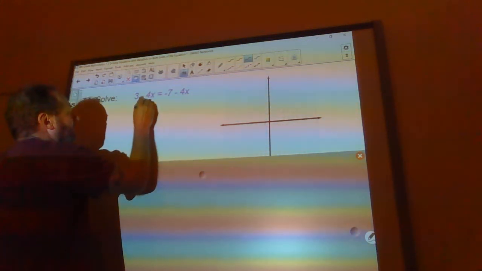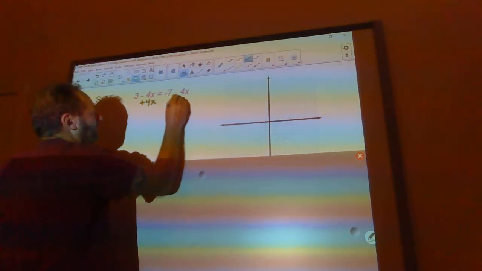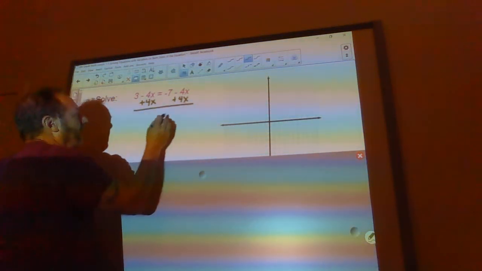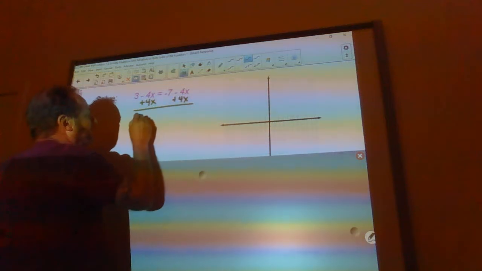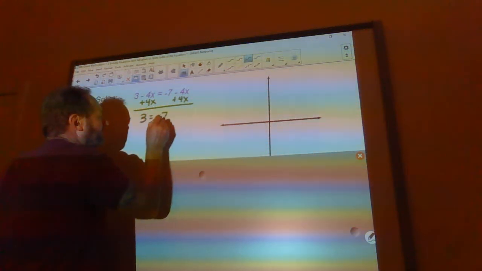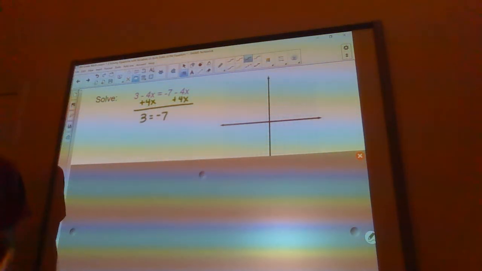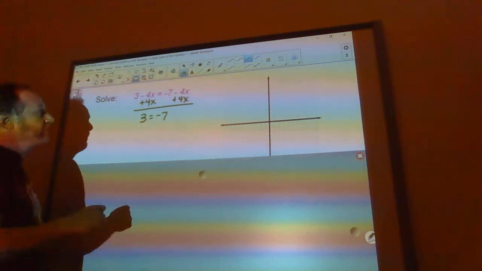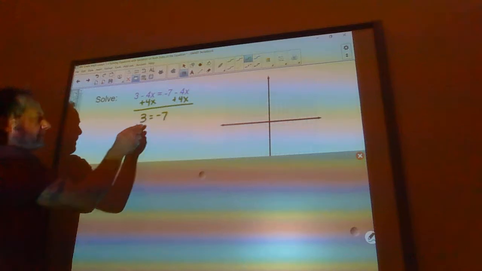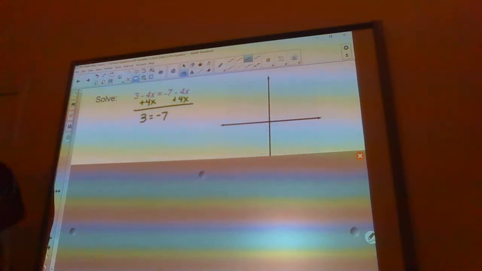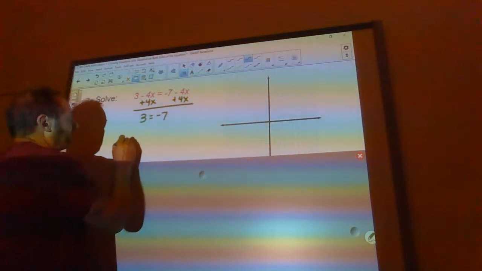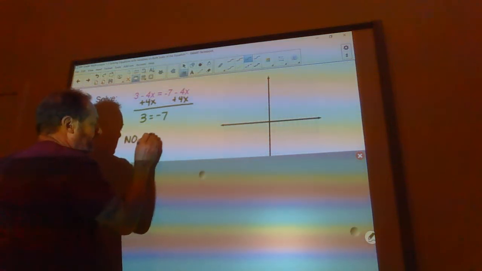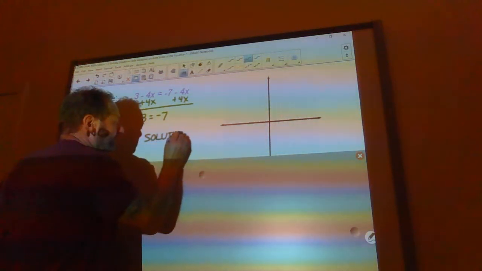All right, this one, as you might have discovered, is kind of weird because you want to combine your x's, so you go, okay, I'm going to add 4x to both sides here. And these cancel out and those cancel out, and you're left with 3 equals negative 7. What in the world does that mean? We know that's not true. Well, if you solve an equation and all the x's disappear, you get something that's not true right here. That means, wait for it, there is no solution to this problem.